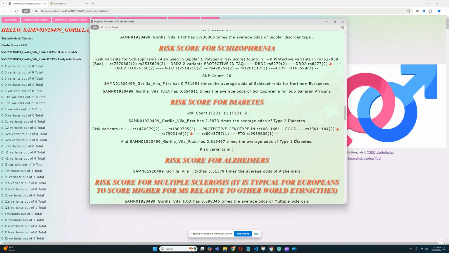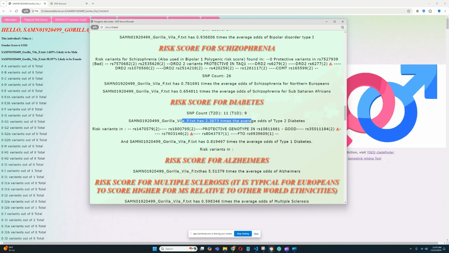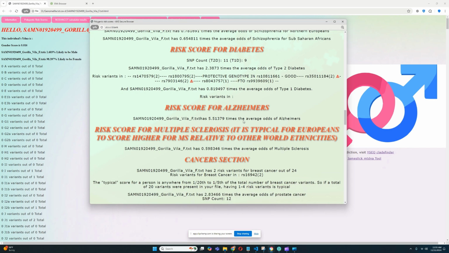She is scoring below average for type 1 diabetes, and not average, but very high for type 2 diabetes. Right? Very interesting. And very high for odds of Alzheimer's. Now, I noticed a long time ago that various monkeys, gorillas, chimps, they all score very high for odds of Alzheimer's. And they all carry the APOE risk variants for Alzheimer's. We're gonna check that right now. I think it's the same risk variant that they all carry, and she's got lower odds of multiple sclerosis. But let's look up the APOE.